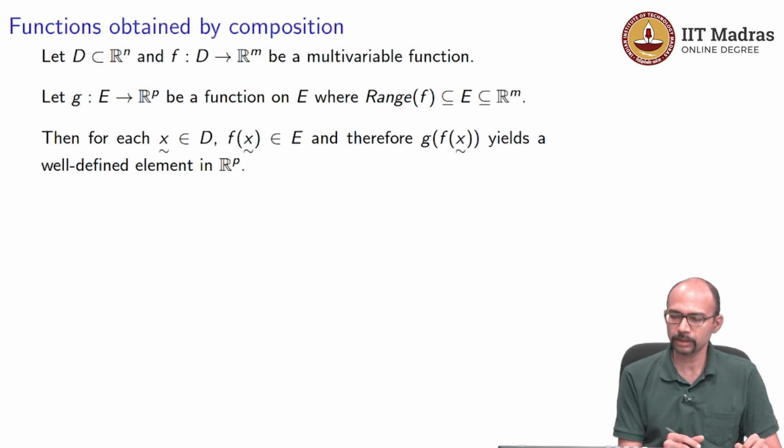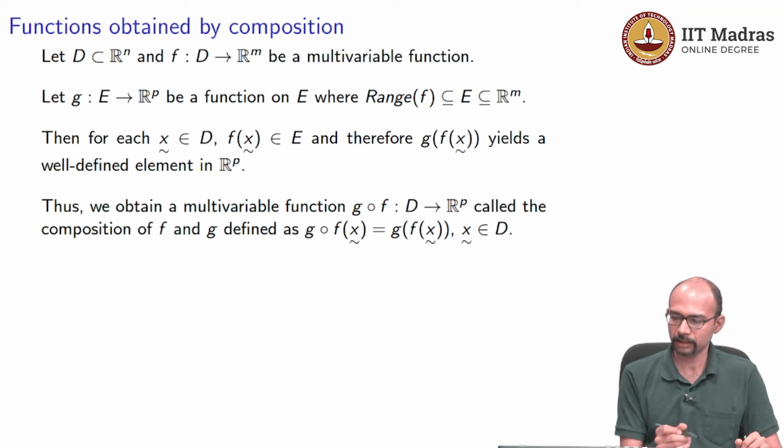Then we can talk about g composed f, right. For each x tilde in D, we can talk about g composed f by looking at f of x tilde and then applying g on that. Why can we do that? Because the range of f is contained in E. So, f of x tilde is contained in E, so g of f of x tilde makes sense. This yields a well defined element in R p. So, this is called the composition.